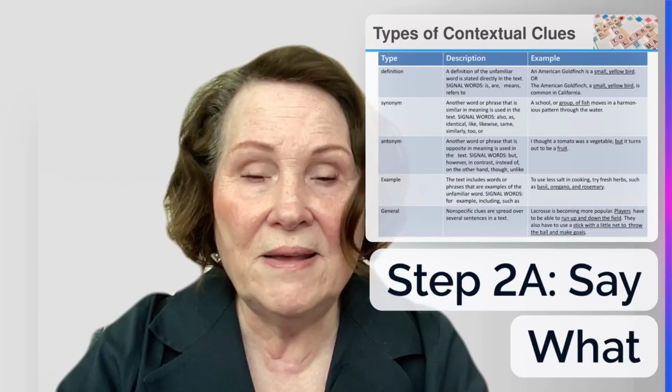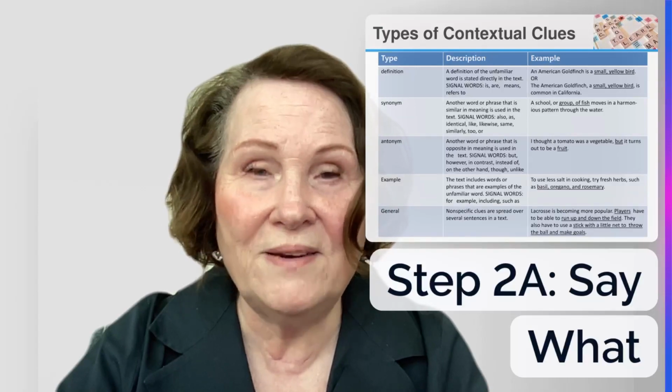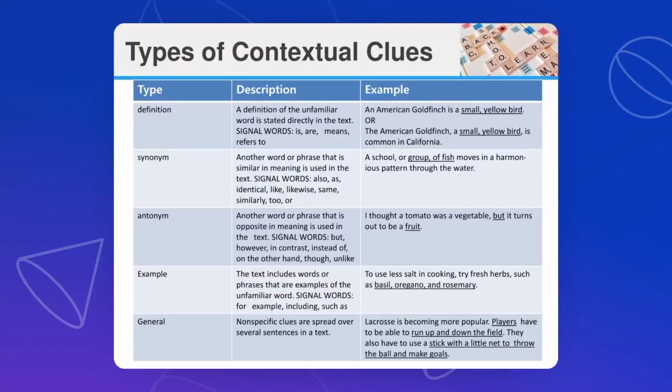Okay, this is the say what stage. And we're going to look at 5 types of context clues today. Now, there are 9 or 10 different types that you have, but today we're just going to look at the 5 that are most commonly used.